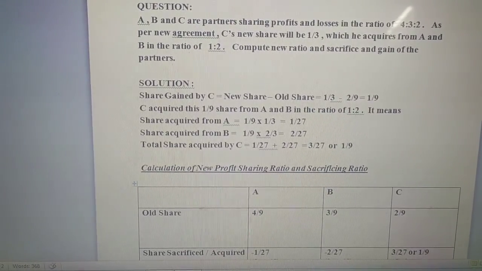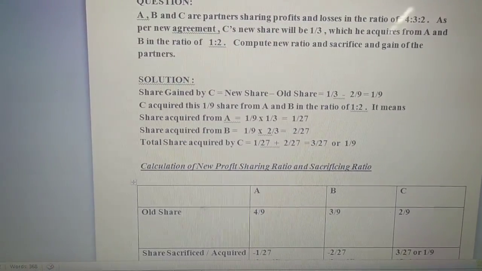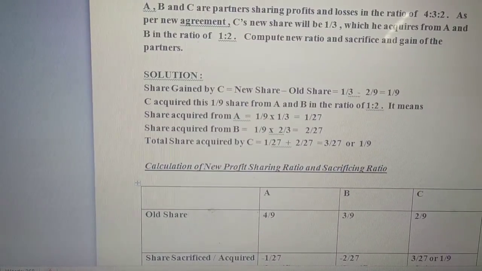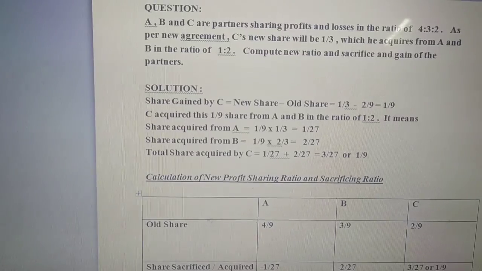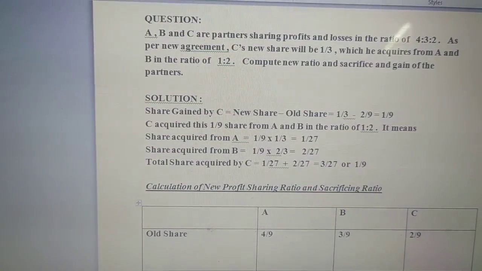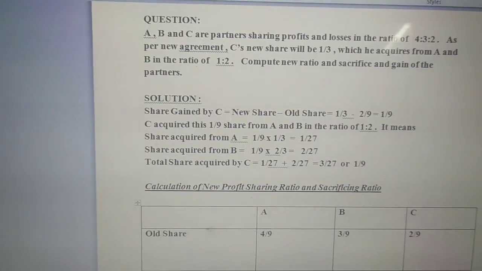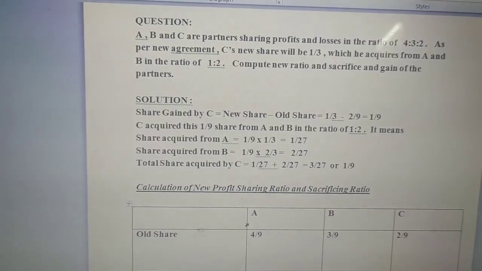4:3:2. Adding up all the numbers, the denominator is 9. So 2 by 9. So 1 by 3 minus 2 by 9, we are getting 1 by 9. That is the share C has gained. It is written in the question, C's new share will be 1/3, which he acquired from A and B in the ratio of 1:2. That means he has gained 1 by 9.